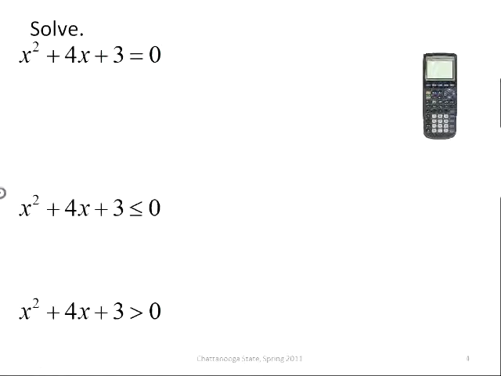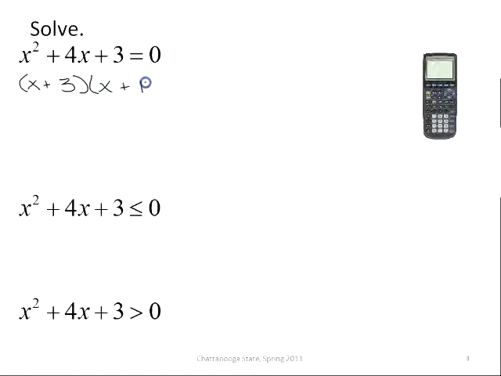So let's take a look at this problem. x squared plus 4x plus 3 equals 0. This is already in standard form. The first thing I want to do here is solve this for equal to 0, so solve it for my zeros. This particular problem I can solve by factoring.